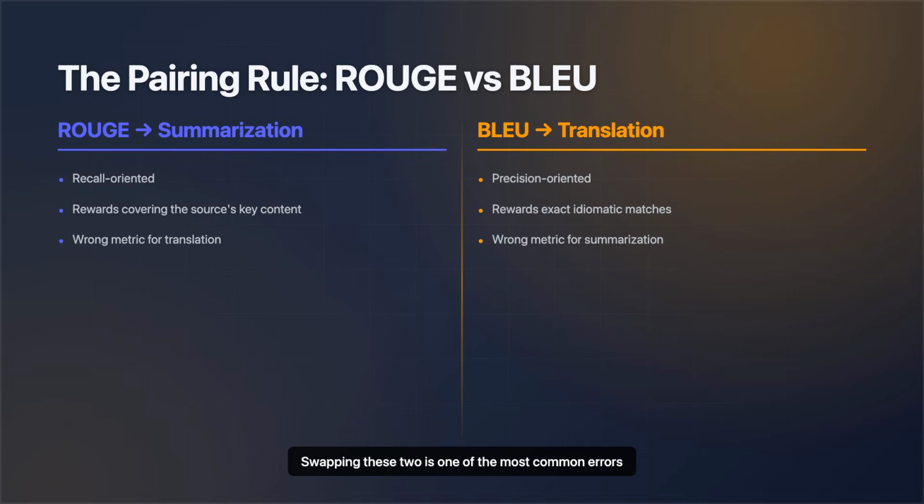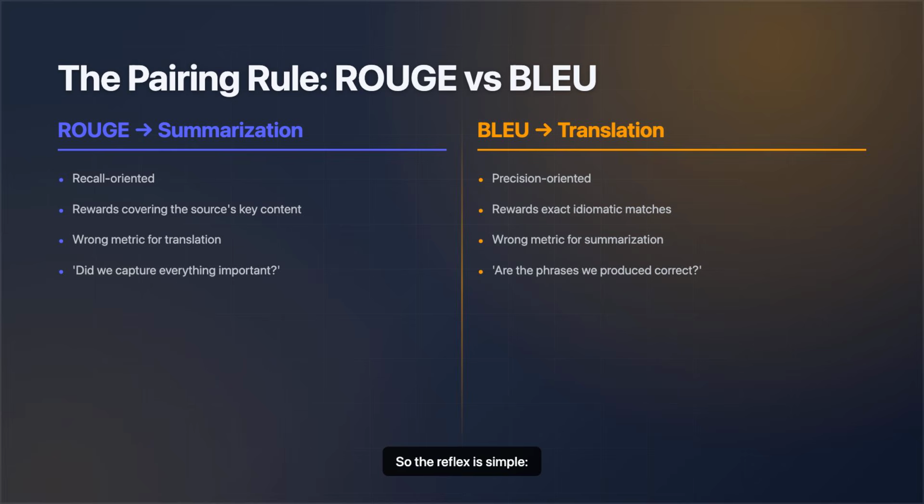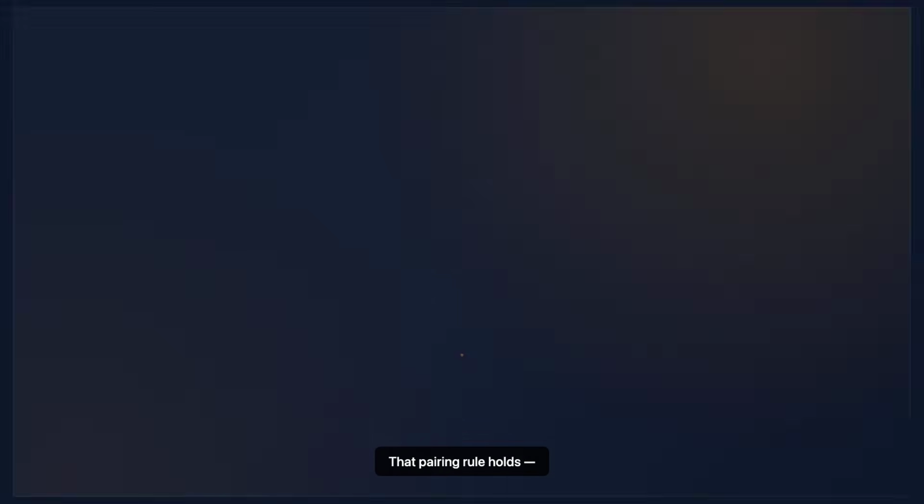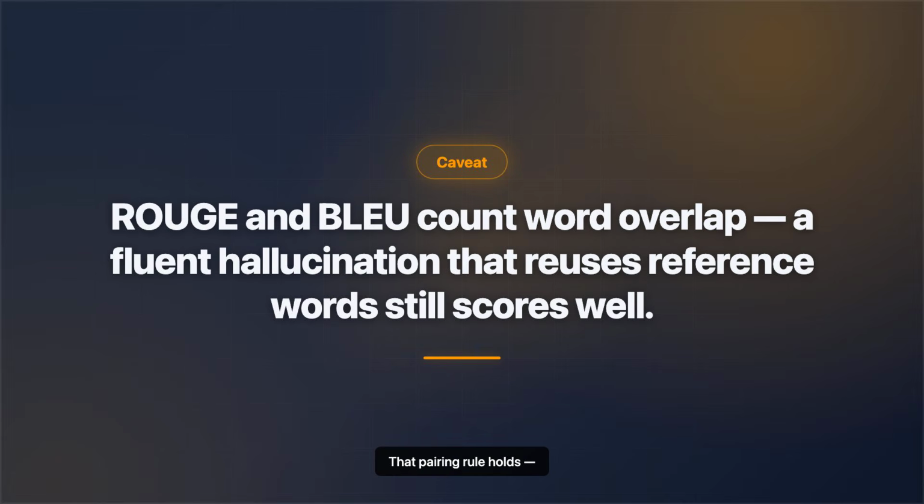Swapping these two was one of the most common errors on this topic. So the reflex is simple. The task tells you the metric. See summarization, think ROUGE. See translation, think BLEU. That pairing rule holds, but both metrics share one blind spot. They count words, not meaning. That's the gap BERTScore is built to close.